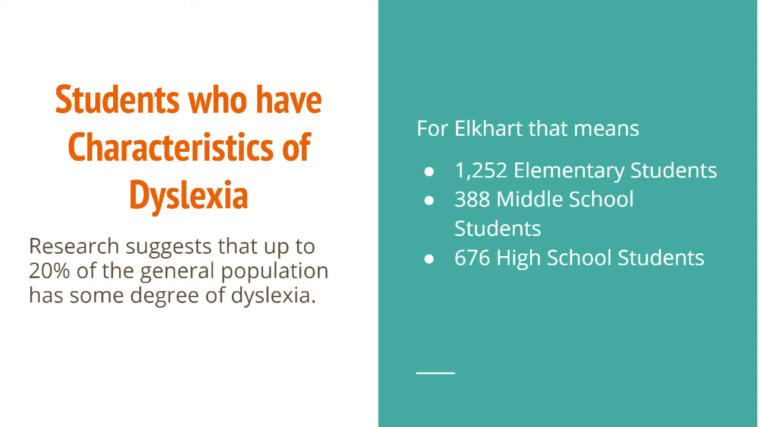Breaking that down a little bit further, we have students who have characteristics of dyslexia. Research shows us that up to 20% of the general population has some degree of dyslexia. And so for Elkhart, that would mean that we would have 1,252 elementary students, 388 middle school students, and 676 high school students who would have some degree of dyslexia and would benefit from this sort of accessibility tools.